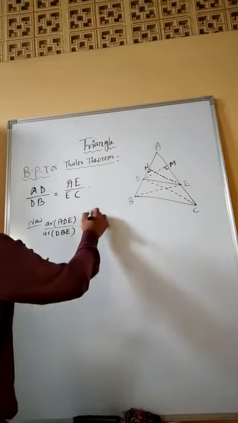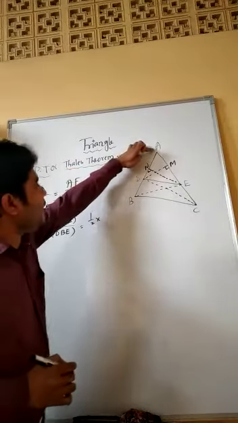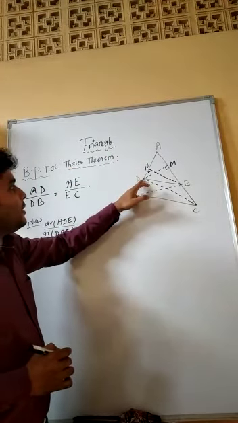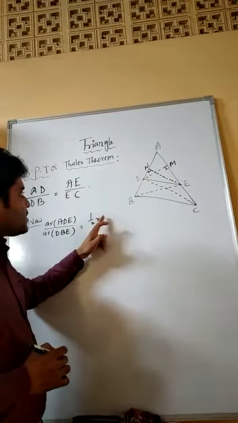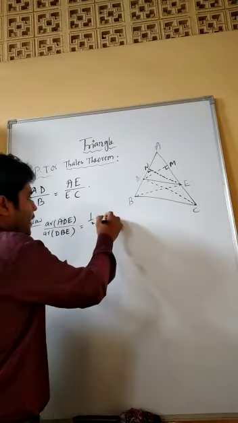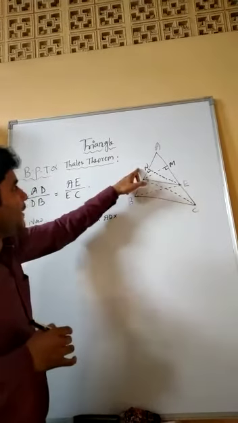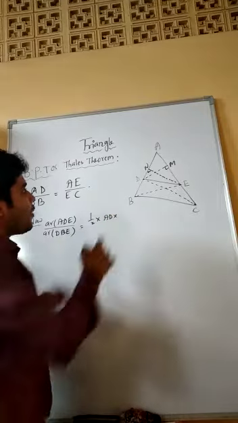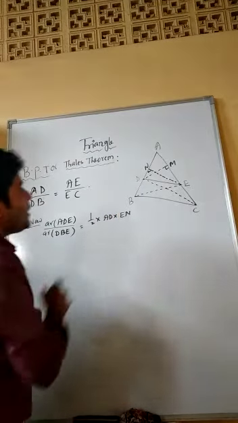So half into base. For the triangle ADE there are two heights. You see, this DM is also a height, EN is also a height. But here you choose the base first. If you write AD as base, then which height do you have to take? EN, not DM, because base and height are always perpendicular, and here AD and EN are perpendicular.